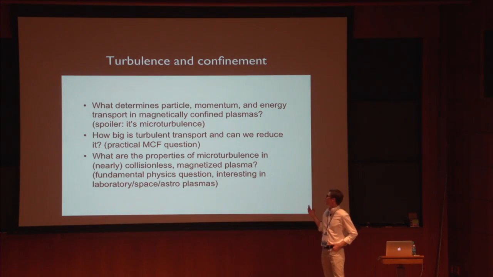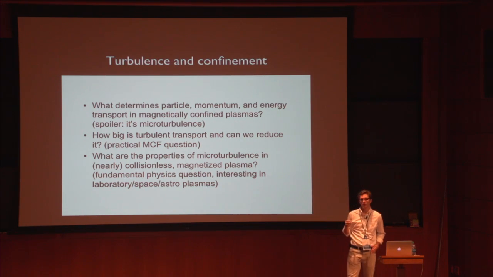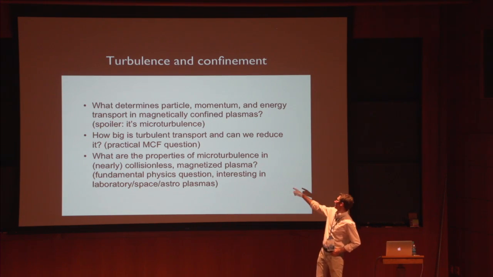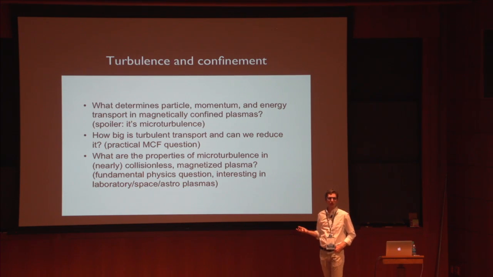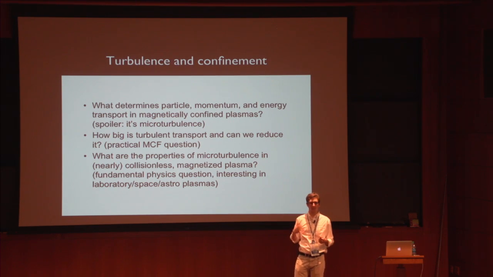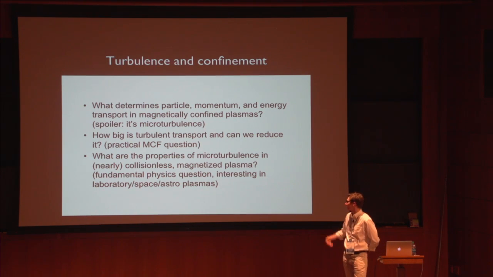The first question I'll be trying to address is what exactly determines the movement of particles, momentum, and energy in these magnetically confined plasmas. There are a couple of possible candidates. I'm going to show you in a minute that it's going to be microturbulence, so much of the talk today is going to be about the physics of turbulence in weakly collisional plasmas with a strong magnetic field. The practical question from the point of view of magnetic confinement fusion is how big this turbulent transport is going to be, and can we reduce it in some way so that we can heat the plasma up longer and put in less energy to keep fusion reactions going.